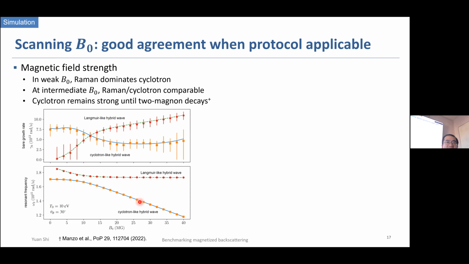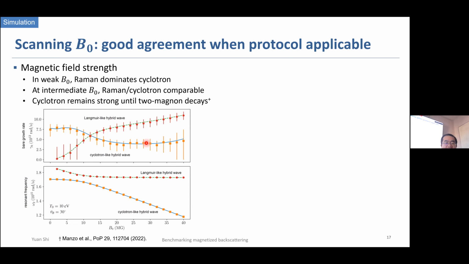So in the top plot, the blue here, which is the Langmuir-like wave. Okay, so here you're looking at the Langmuir-like wave. But as the field grows larger, this wave starts to become more and more cyclotron-like. At that point, you see the growth rate actually decreases. And if you go further, this branch becomes the cyclotron-like wave. So here, it's mostly a cyclotron-like wave.